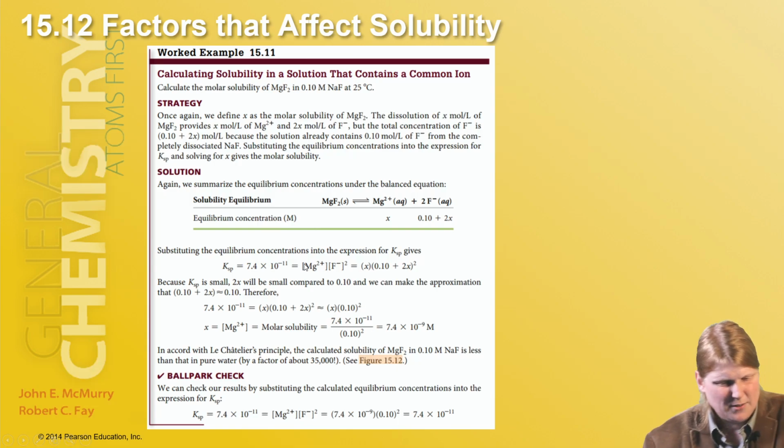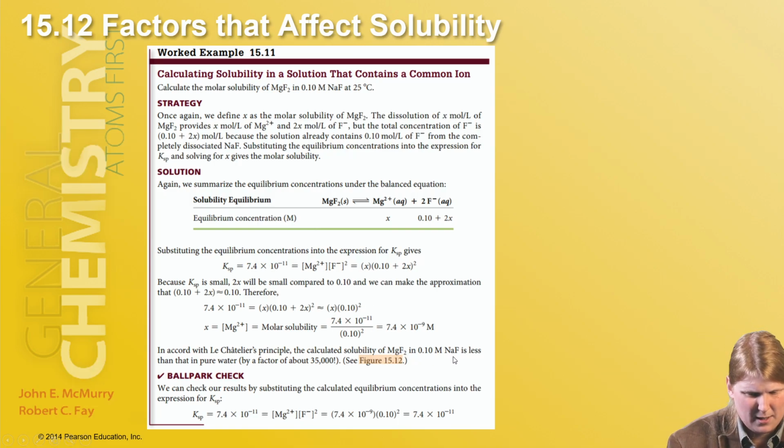According to Le Chatelier's principle, the calculated solubility in this is less than that in pure water, but it ends up being by a factor of what? Do they show what the actual number was? I'll take the book's word for it that it was 35,000, but it's been many orders of magnitude here. That's like 5 orders of magnitude. So 4 or 5 orders of magnitude.